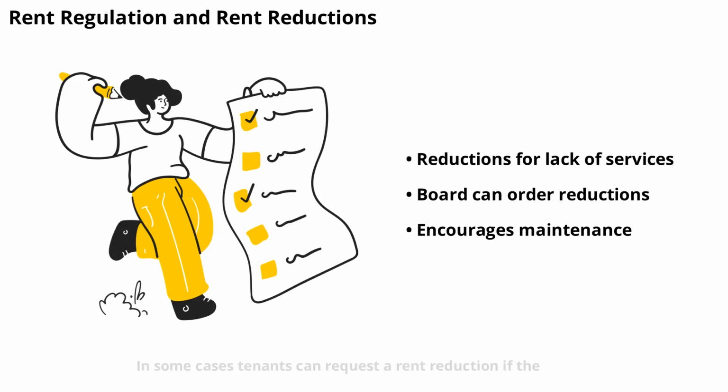In some cases, tenants can request a rent reduction if the landlord fails to provide essential services or make repairs. Rent boards can order temporary or permanent reductions until the problem is fixed. This encourages landlords to keep properties in good condition.